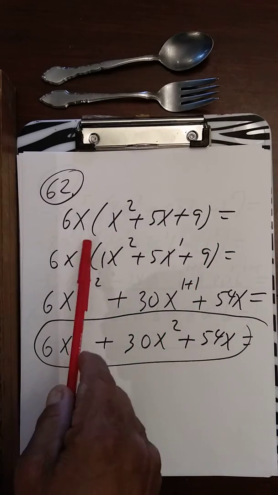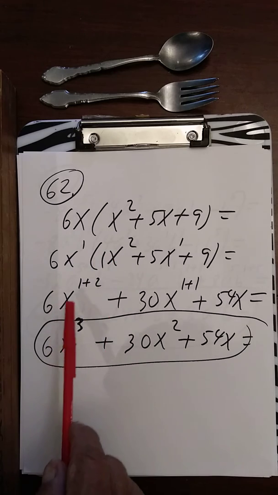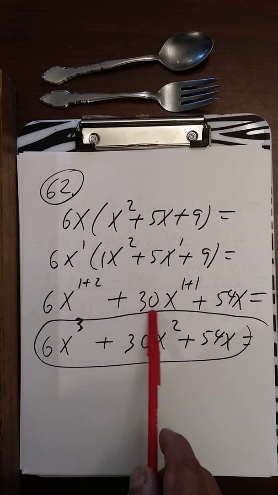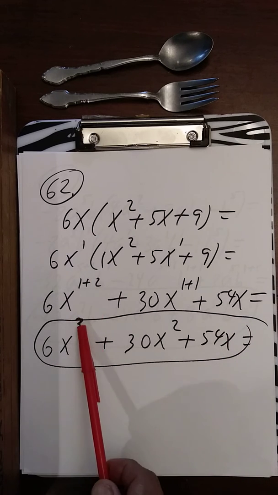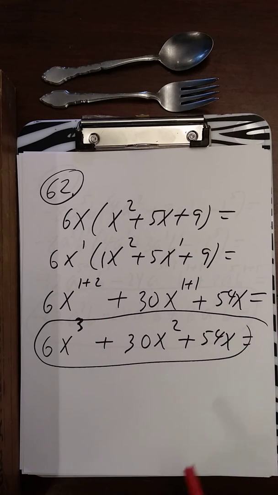Multiply these numbers. So put a 1 there. This times this is 6, x to 1 plus 2. This times this is 30, x to 1 plus 1. That turns out is 54x. So 3 power, 2 power, 1 power.